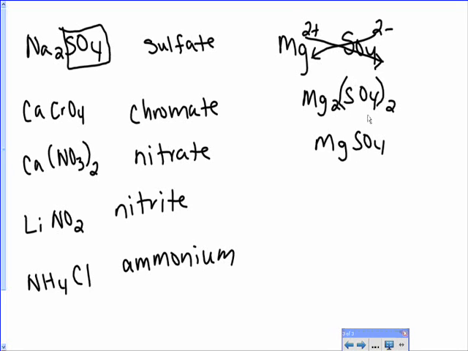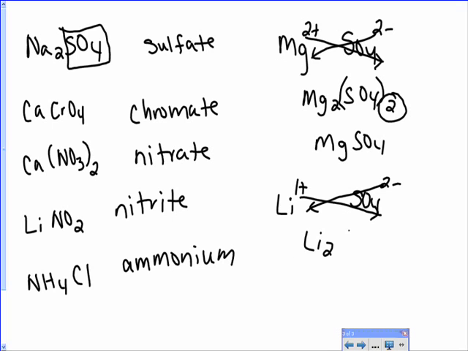Now, the polyatomic ions can never be split apart. So if you have more than one of the polyatomic ion, you have to put parentheses around it to represent that there are two of the entire polyatomic ion. Now let's look at if you had lithium and, let's just do sulfate again. If you had lithium and sulfate, we'd have 2 minus, and lithium's 1 plus. So when you go to write the formula, you crisscross, and you would simply write Li2SO4. And since there's only one SO4, you don't need parentheses.